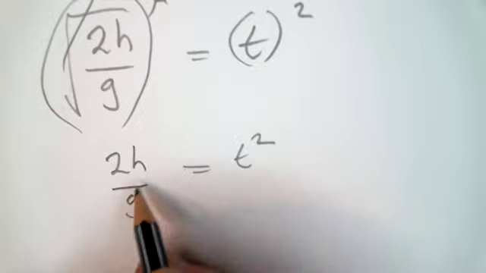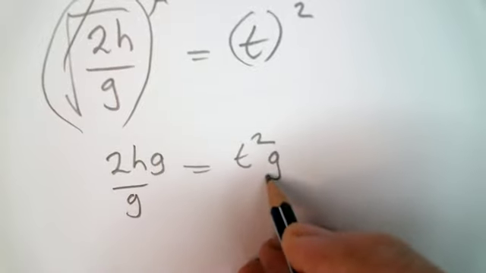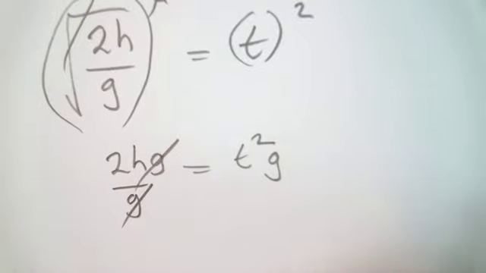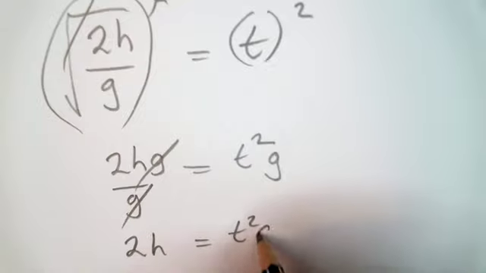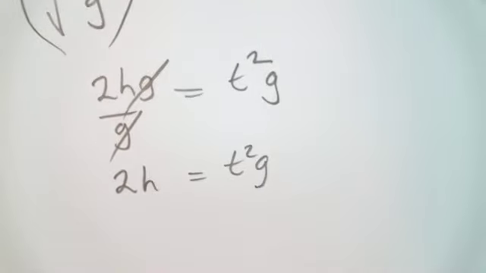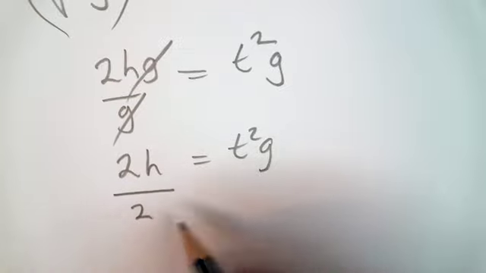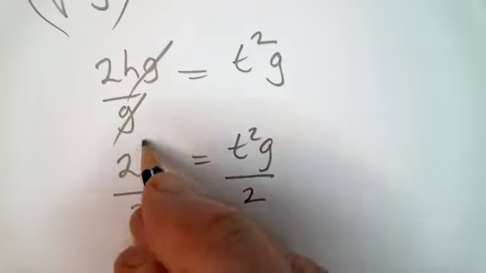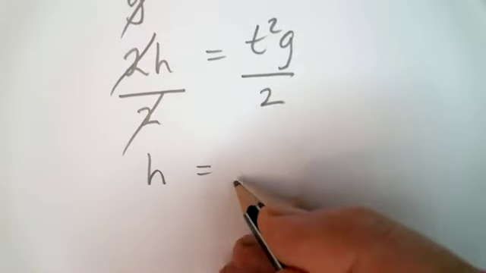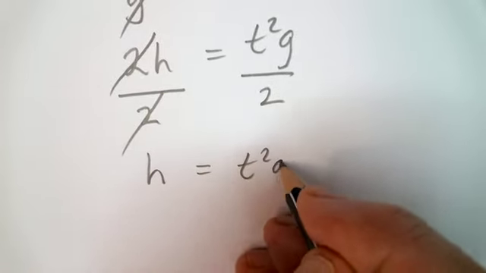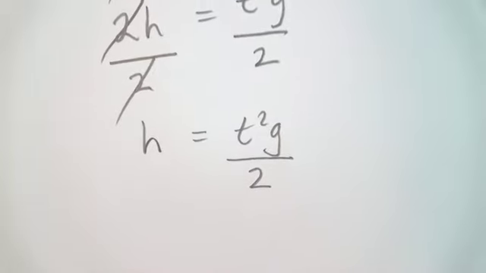Of course, if I multiply both sides by g, g divided by g is 1, leaving me with 2h is equal to t squared g. Now, I need to get rid of the 2, so nice and straightforward now, dividing both sides by 2. 2 divided by 2 is 1, leaving me with h is equal to t squared g on 2. And that's how I would express the answer.